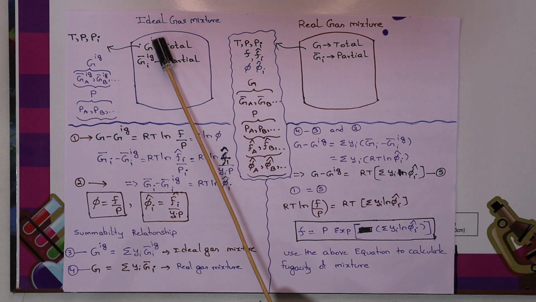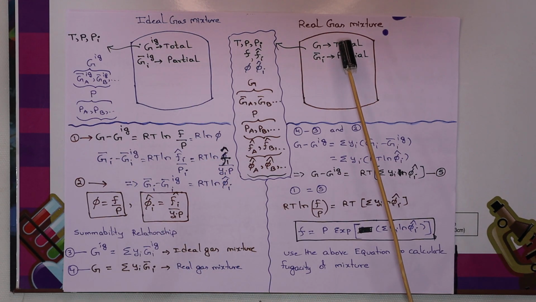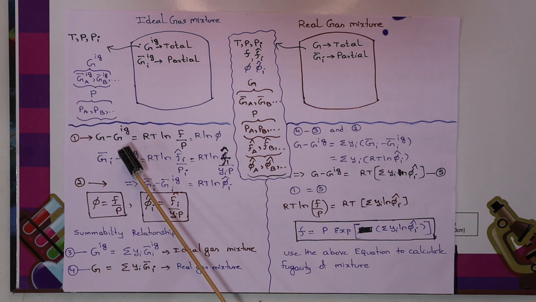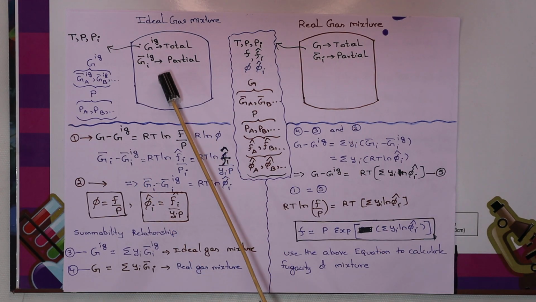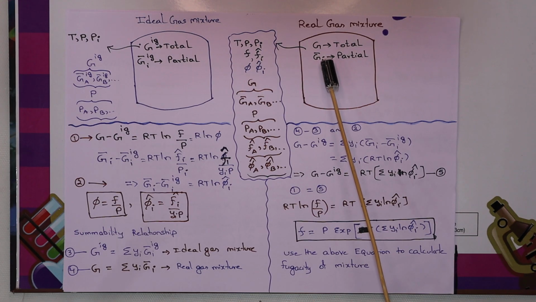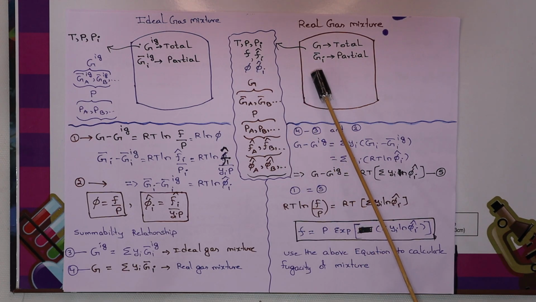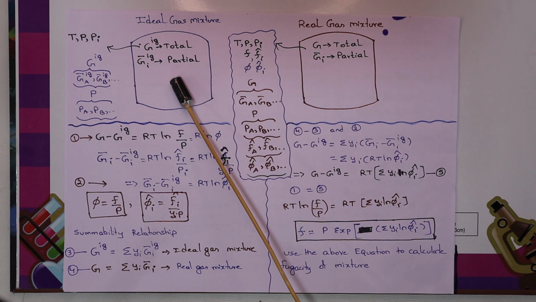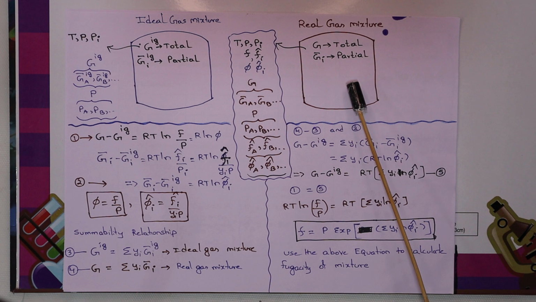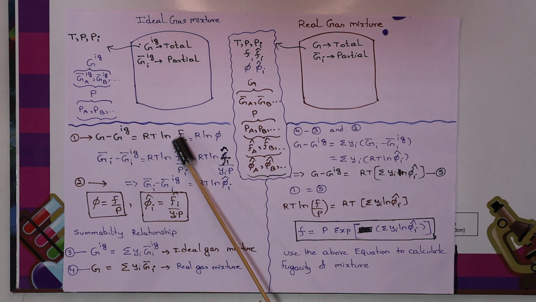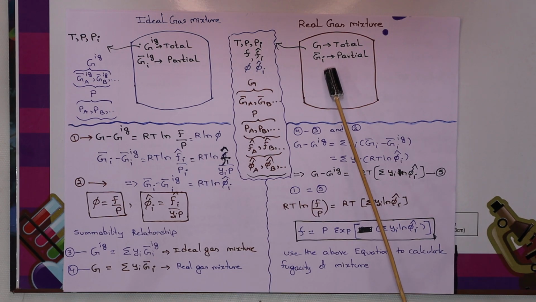Now, the difference between the total Gibbs energy of the real gas and the total Gibbs energy of the ideal gas is nothing but the residual Gibbs energy, always G minus G ig. You have to subtract the ideal gas Gibbs energy from the real gas Gibbs energy, because I already told you that you have to take the help of the ideal gas to evaluate the properties of the real gas. So G minus G ig is a standard formula: RT ln f by P, where f is the fugacity and P is the pressure.